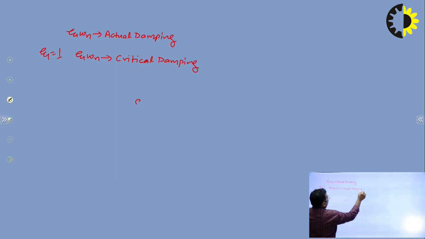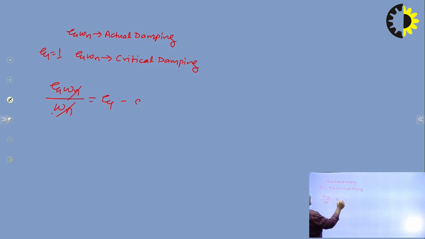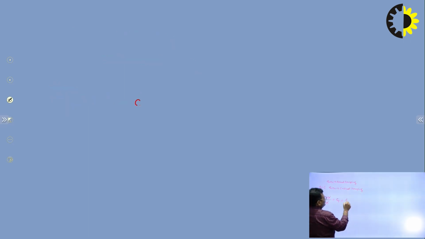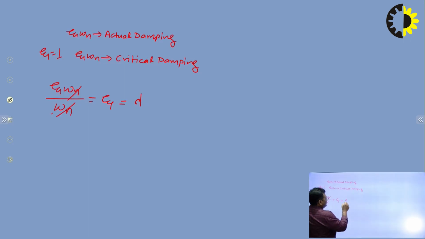In this critically damped case, when zeta is equal to 1, zeta omega n is called critical damping. And the ratio of these two, that is zeta omega n, if I put zeta equal to 1, then it is omega n only. And the ratio of these two will be zeta, and this is called damping ratio.